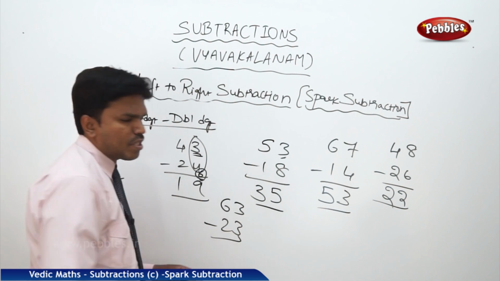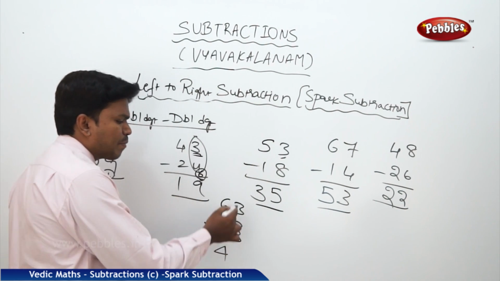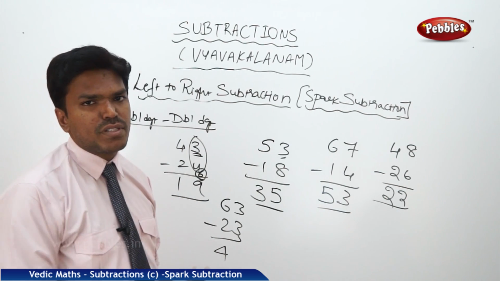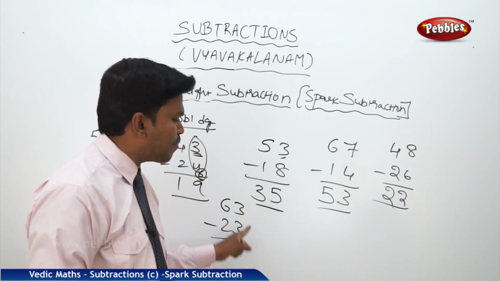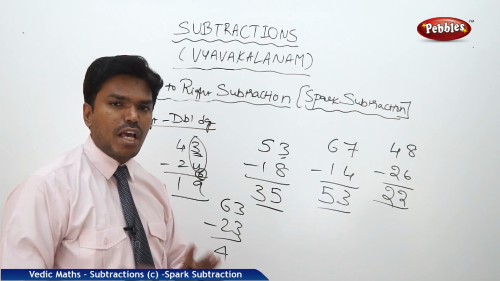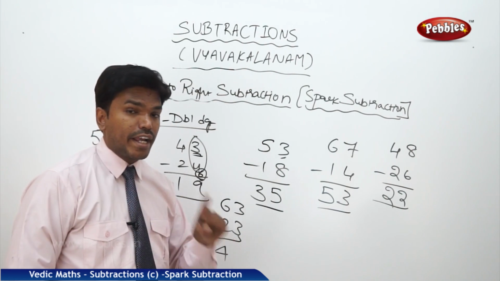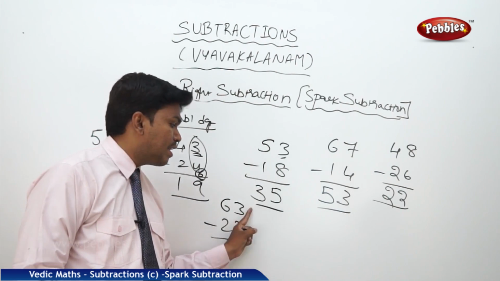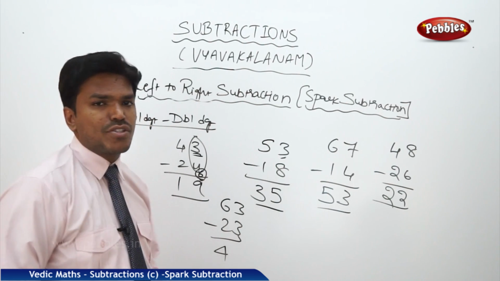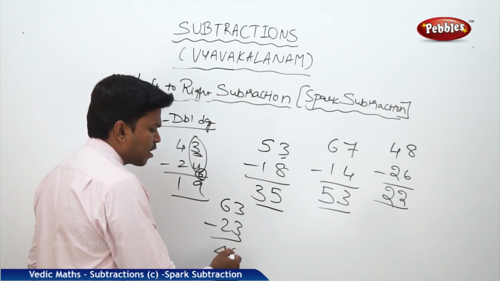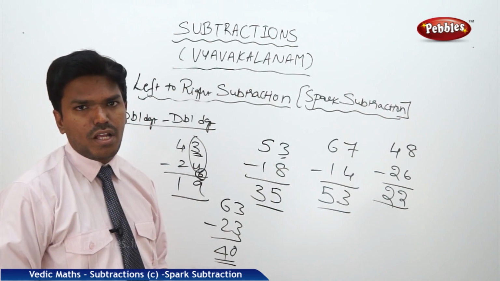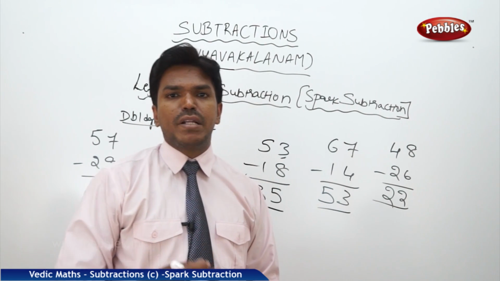So 6 minus 2 is 4 and it will be 4 only. Why? Because if you are getting the same numbers at the end, they are match only. Again I am saying, if you are getting the same numbers at the end, they will be match only. So 3 minus 3, so directly you can subtract. The answer is 40. So like this you can do double digit minus double digit.